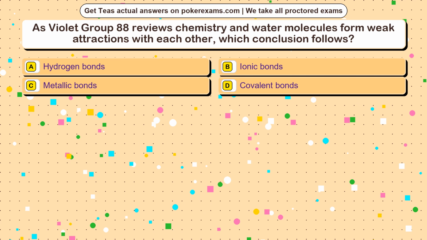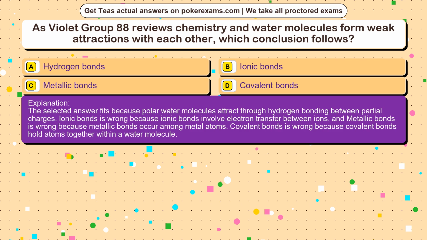The correct answer is option. The selected answer fits because polar water molecules attract through hydrogen bonding between partial charges. Ionic bonds is wrong because ionic bonds involve electron transfer between ions, and metallic bonds is wrong because metallic bonds occur among metal atoms. Covalent bonds is wrong because covalent bonds hold atoms together within a water molecule.